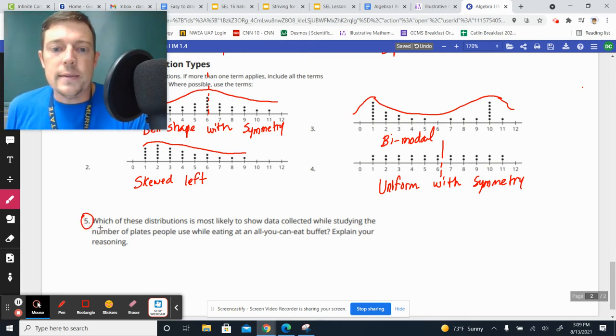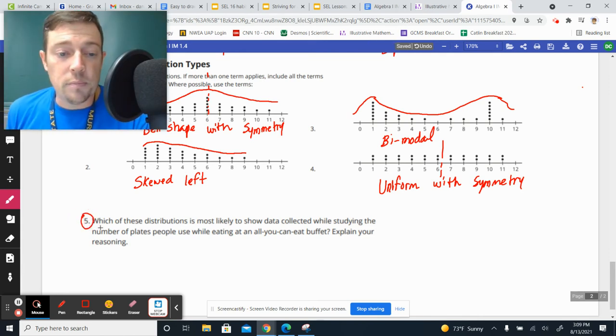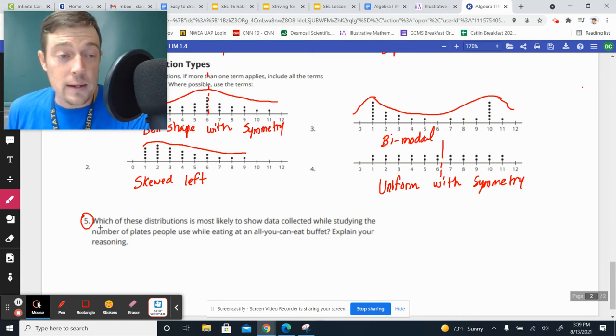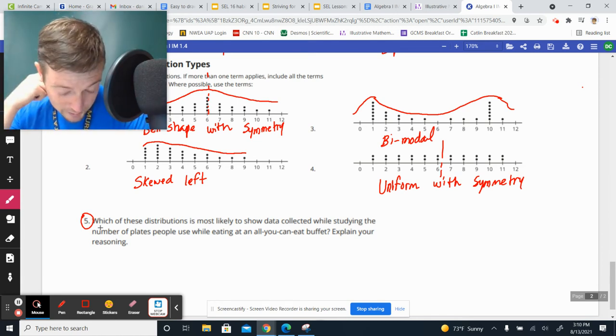All right, which of these distributions is most likely to show, looking at number 5 down here at the bottom, data collected while studying the number of plates people use while eating an all-you-can-eat buffet? This one took me a minute to think about. When I go to an all-you-can-eat buffet, I'm thinking like Snappy Tomato or August Moon. Sirloin Stockade in Murray.